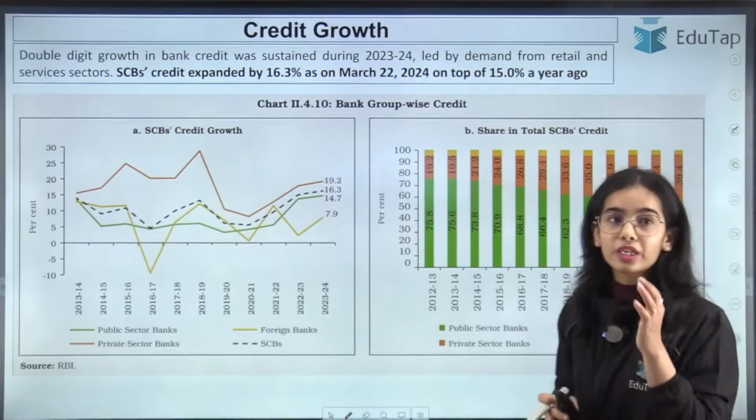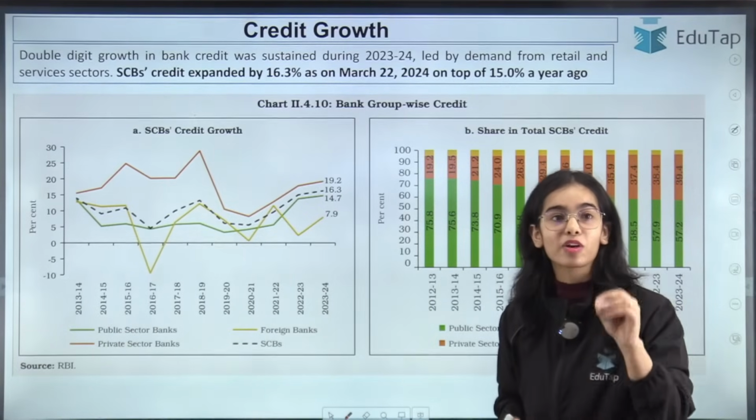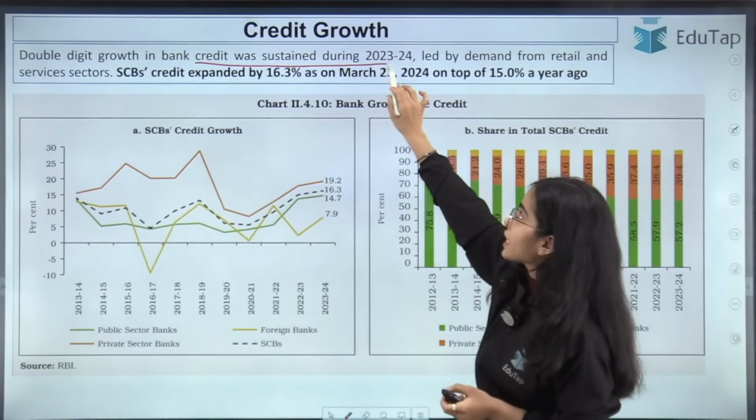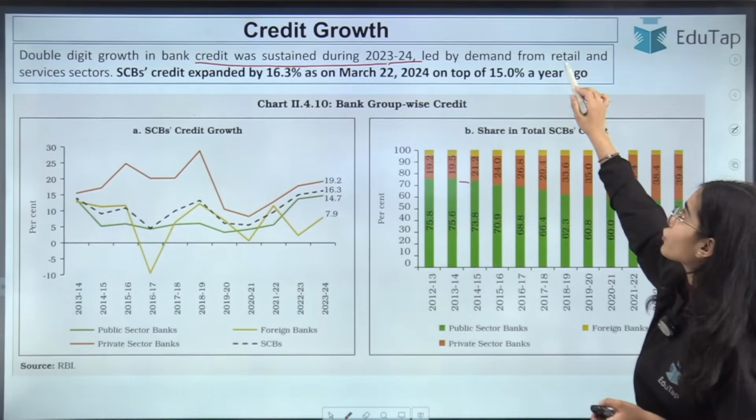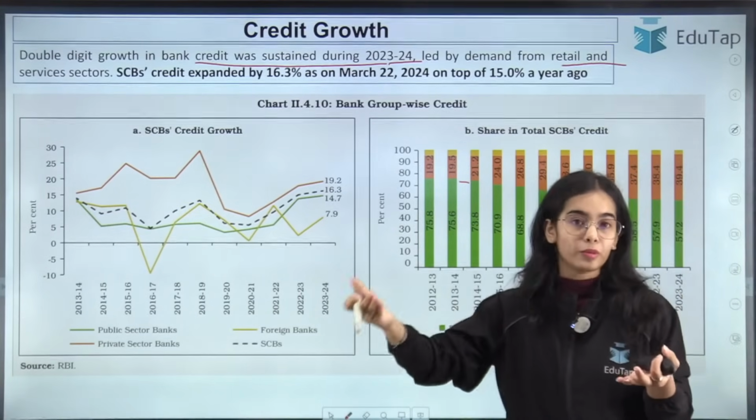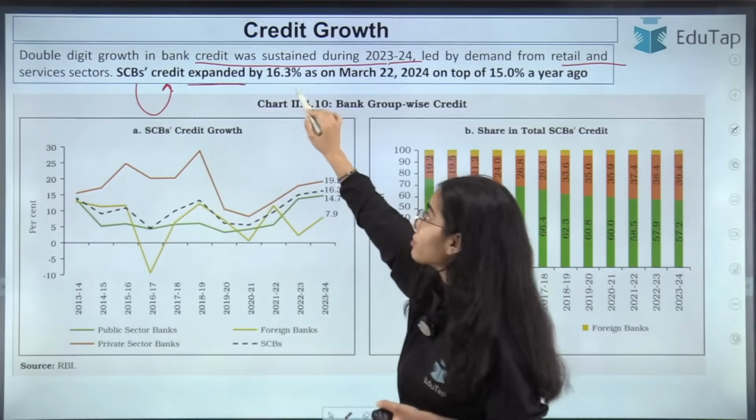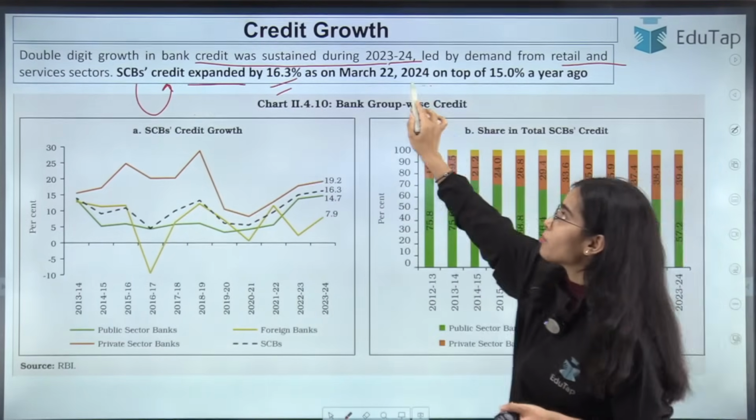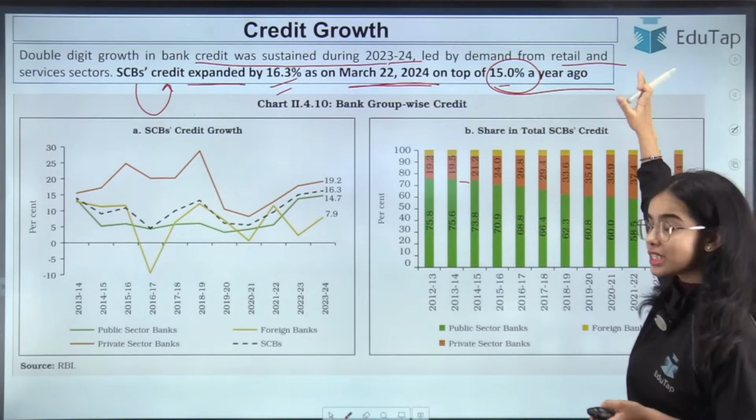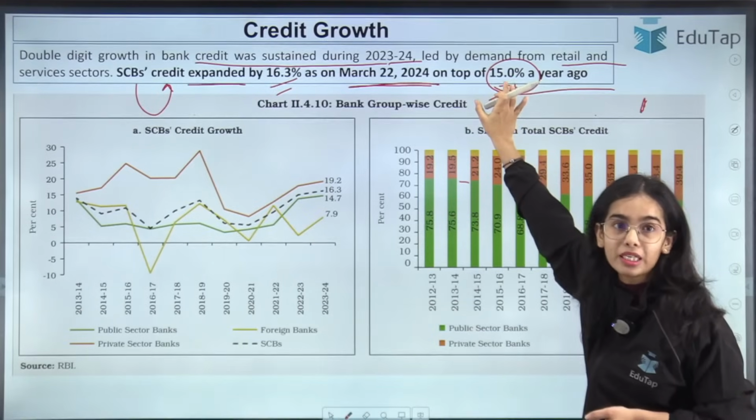Okay. Now coming to the credit growth. As per the Reserve Bank of India data that the RBI has released in its annual report, double-digit growth in bank credit has been seen. This was sustained during 2023-24, led by the demand from retail and services sector. So the credit growth has been in the double digits. SCBs, scheduled commercial banks' credit, expanded by 16.3% as on March 22, 2024 on top of 15% a year ago. So in the previous financial year also, you can see that there was double digit growth in the bank credit.